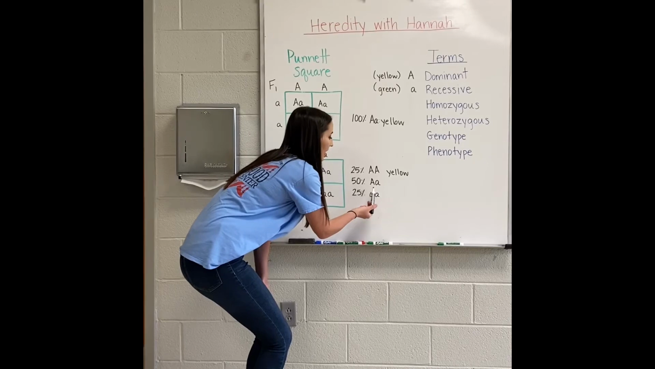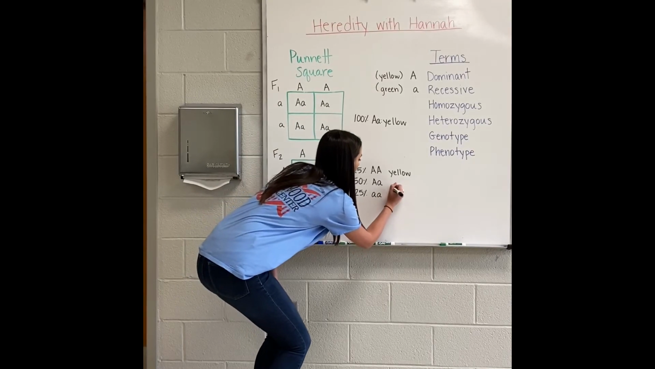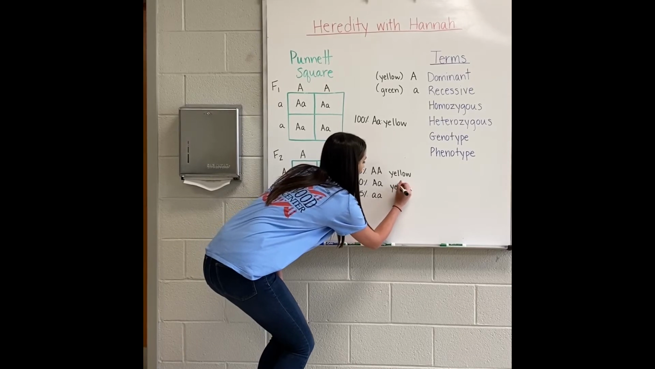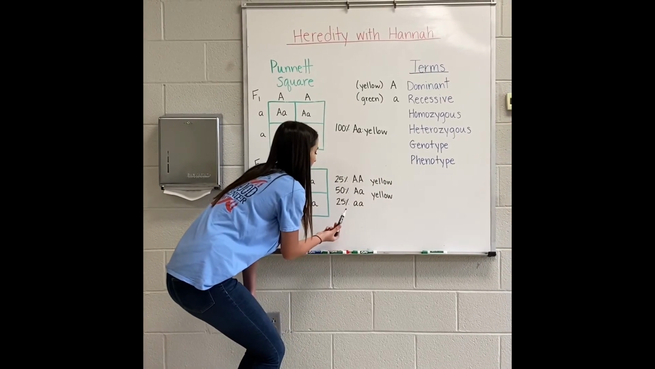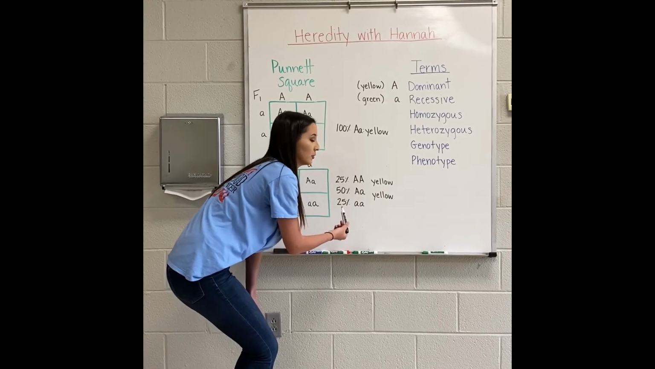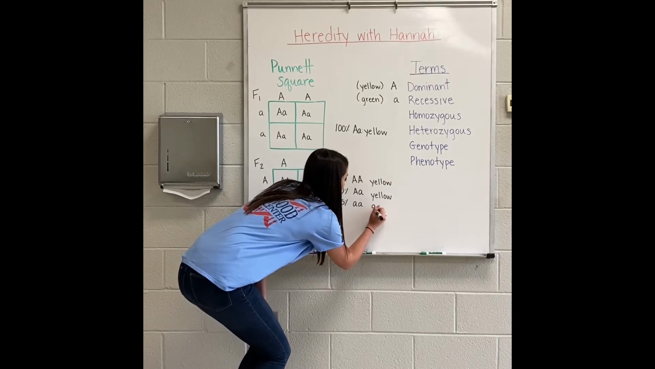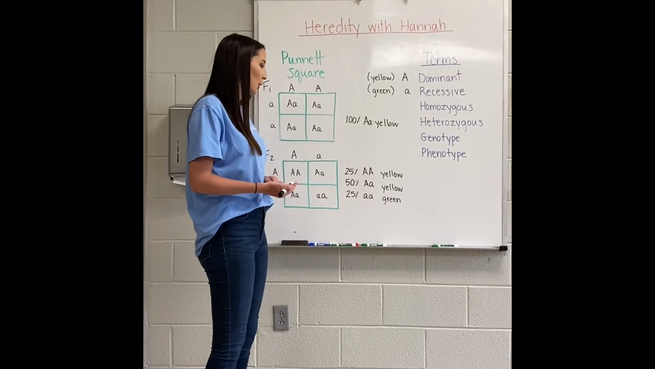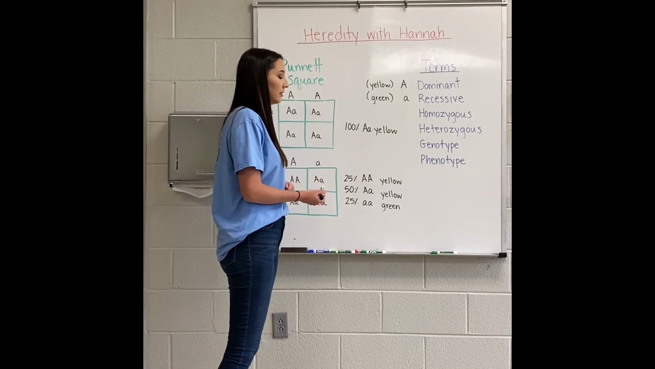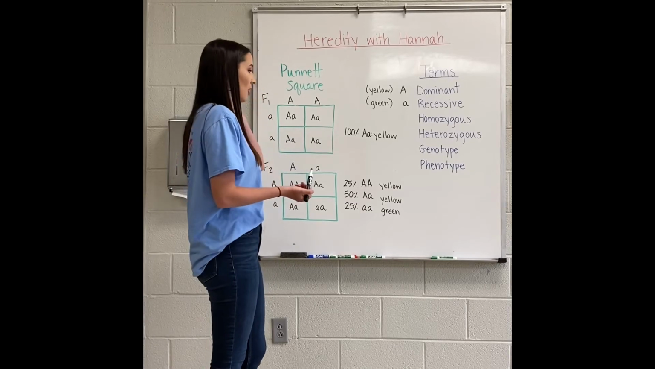For an uppercase A and a lowercase a, remember the uppercase is a dominant trait, we are also going to see the color yellow. Whereas for the remaining 25% of the individuals produced, we had a lowercase a and a lowercase a, we are going to see green pea plants. If we want to go one step further, we can actually write out which individuals are heterozygous and homozygous. So those are the last two terms I want to talk about today.